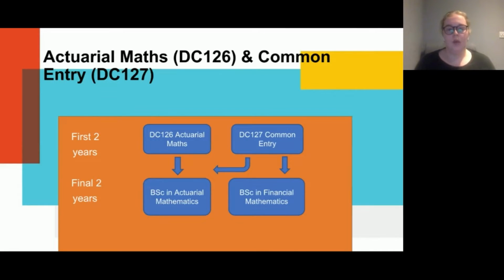So I suppose one main difference between the two courses is that you can change in the common entry one. So the first 2 years are the same for both courses, and then depending if you want to go down the more actuarial route or the financial math route, you can decide then at the end of second year, before you go into third year, which one you would like to do.